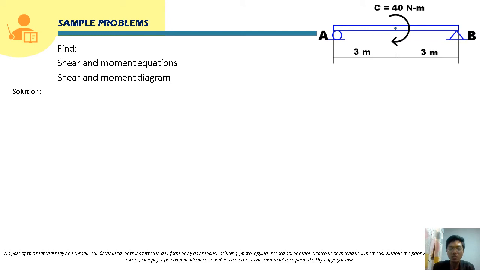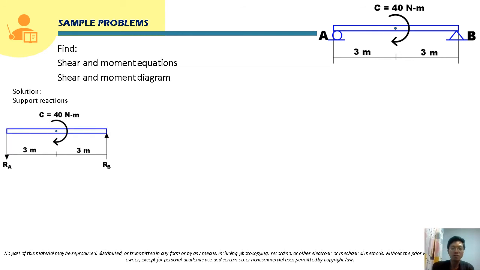Okay, so to solve this, class, we are going to solve first for the reactions at the support. So for the reactions of the support, this will be the free body diagram. The applied loading here is a couple, and this couple is clockwise. So the reaction forces here at A and B should also form a couple that is opposite in direction to the applied couple. So the reactions at A and B should form a counterclockwise rotation, since they should oppose the applied couple, which is clockwise.